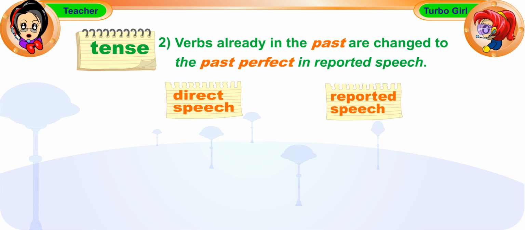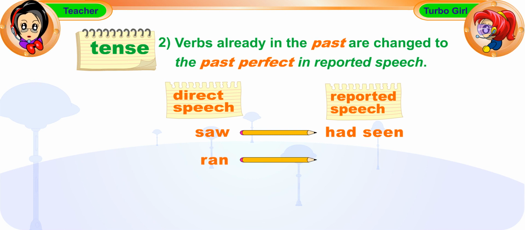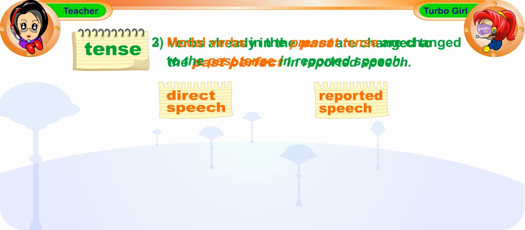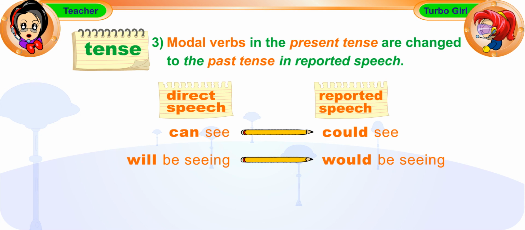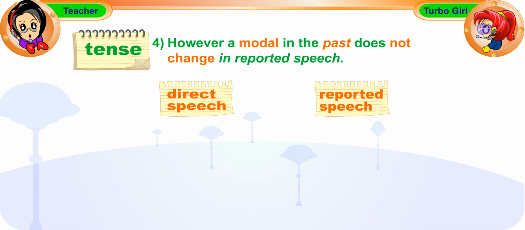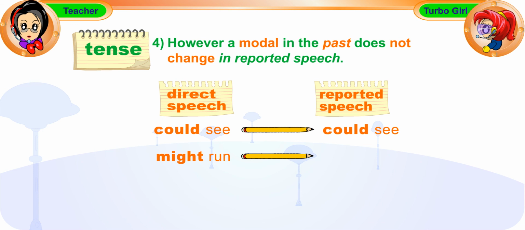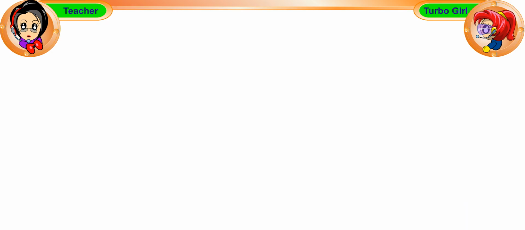Here are some examples. Saw, had seen. Ran, had run. Modal verbs in the present tense change to the past tense in reported speech. Can see, could see. Will be seeing, would be seeing. May see, might see. However, a modal in the past does not change in reported speech. Could see, could see. Might run, might run.